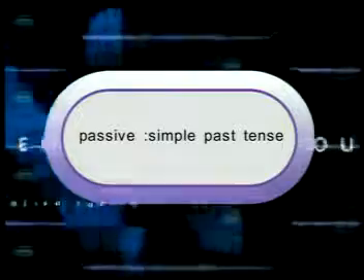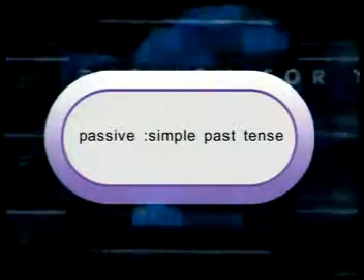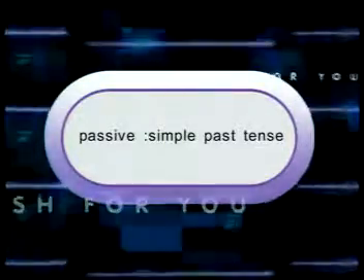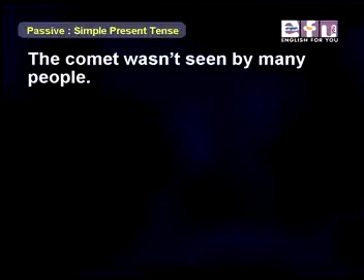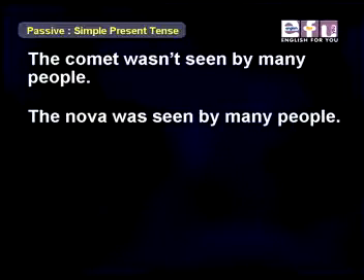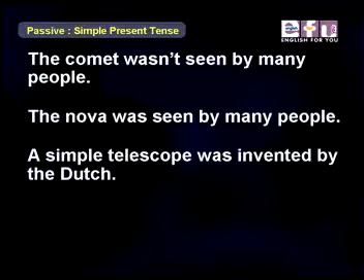Passive, simple past tense. Now let's review the simple past using the passive. The comet wasn't seen by many people. The nova was seen by many people. A simple telescope was invented by the Dutch.